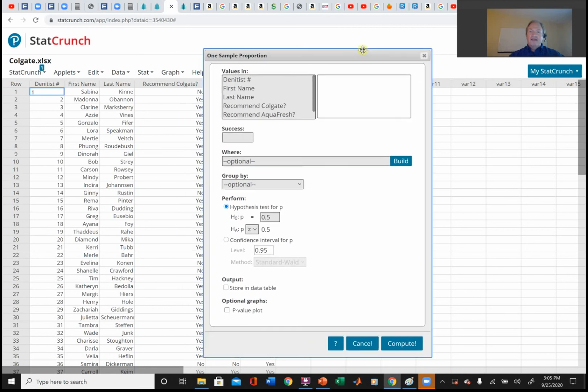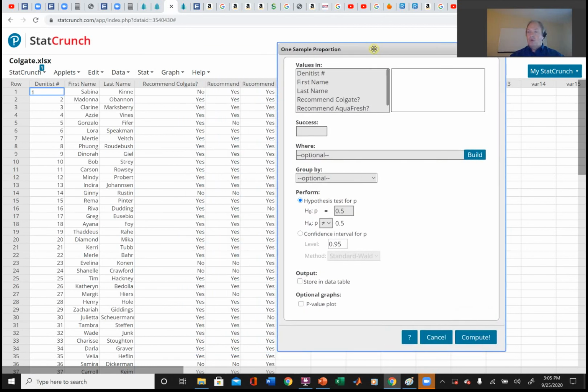So the first thing I have to do is click on the categorical variable, right? Whose percentage I'm testing, which here is whether or not they recommended Colgate. And one of the things you have to tell StatCrunch is what value for this variable represents a success. What are you looking for? Well, we're looking for the ones that recommended. So the value for the variable for those who recommended was yes.